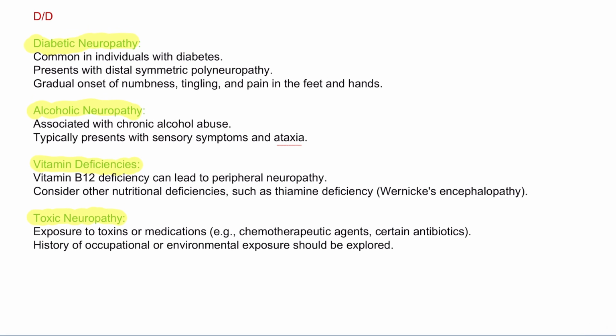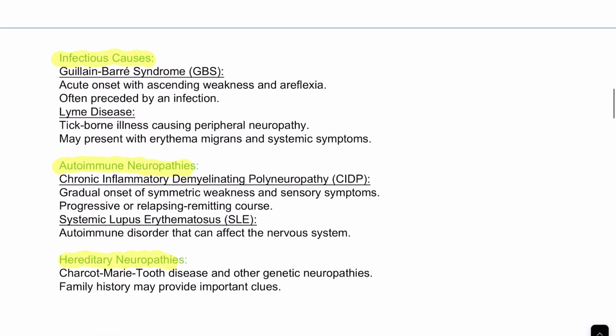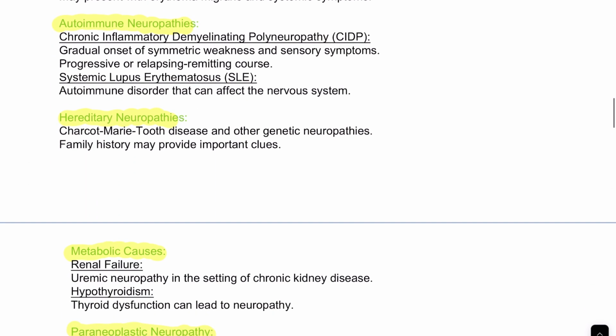It is important to remember this, because a very common question they will ask is, what are the causes of peripheral neuropathy, or what is the differential diagnosis. So remember this, especially try to remember the main ones: diabetic, alcoholic, vitamin deficiencies, toxic, infectious causes, and autoimmune neuropathies.